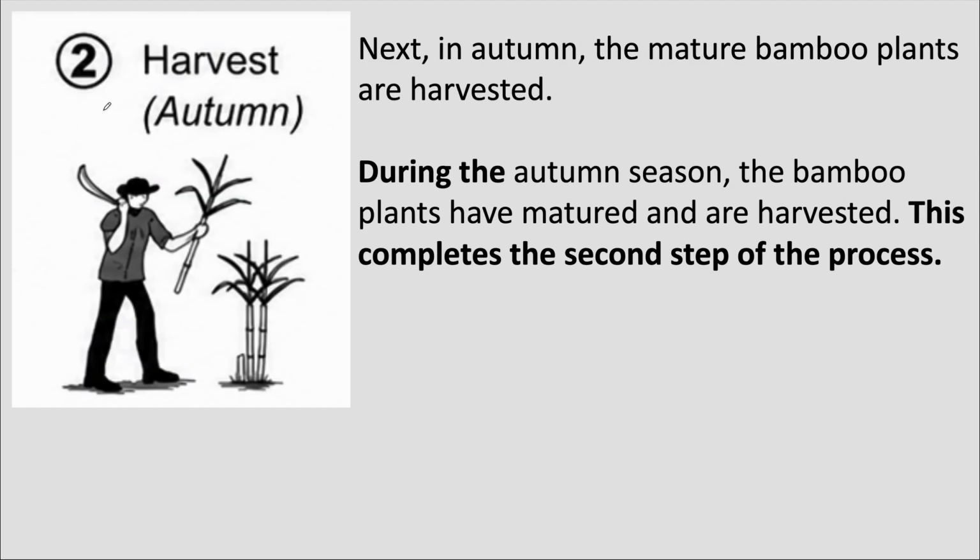Next, we have harvesting of the bamboo plants in autumn. To make the sentence longer, again we use during the autumn season. Then we add that the bamboo plants have matured and are harvested. Finally, we add the sentence: this completes the second step of the process.